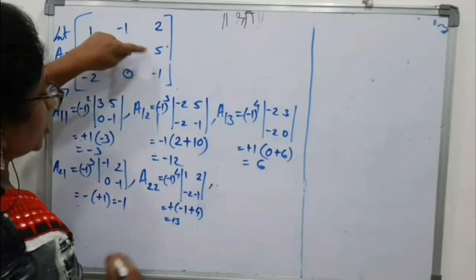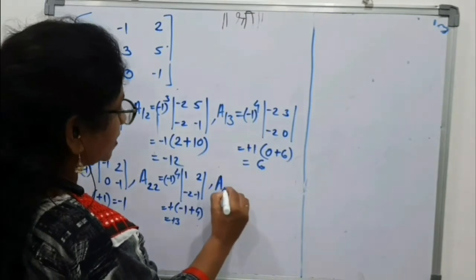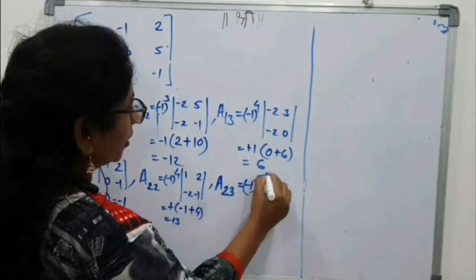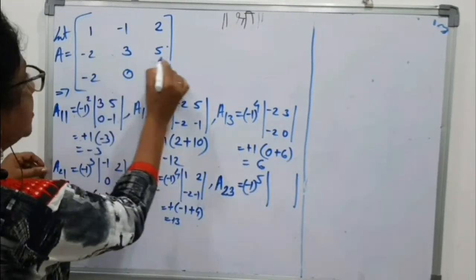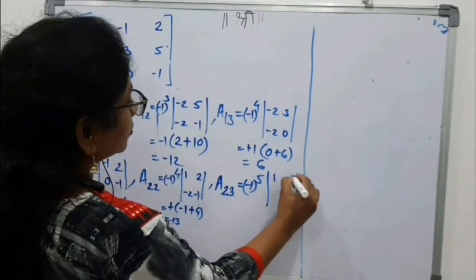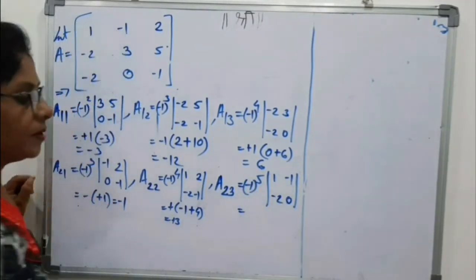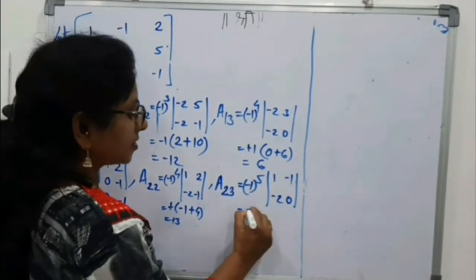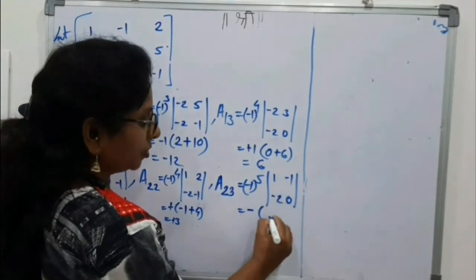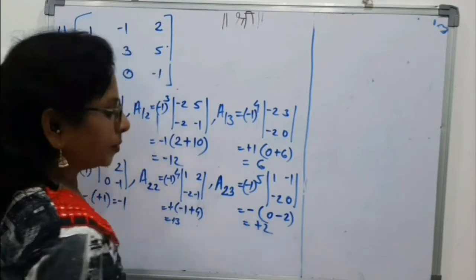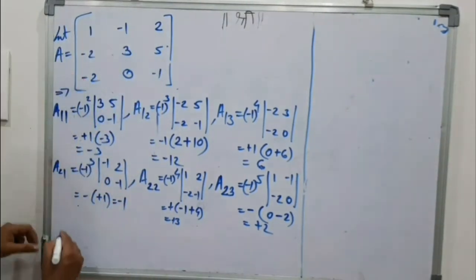Now the cofactor of this 5, that is in the second row, third column. So (-1) to the power 5. In the determinant, hide this row and this column: 1, -1, -2, 0. (-1) to the power 5 means odd power is minus, in bracket 0 minus 2, that is simply plus 2.